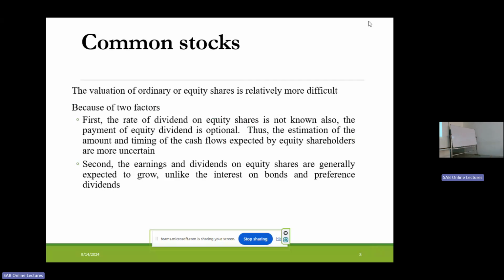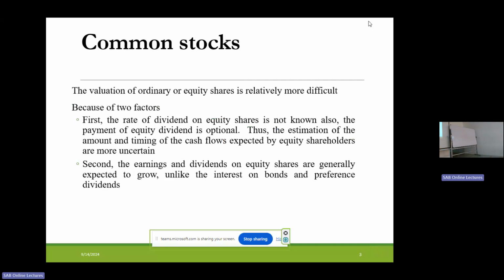That is what I explained. Valuation of the equity share is relatively more difficult because first, the rate of dividends is not known. As I mentioned, the payment of the dividend is optional. It is not a compulsory, mandatory thing, right? The company decides whether this year it is providing dividends or not. It's optional. And also the estimation of the dividends, the cash flow expected by the shareholders, is more uncertain. I think it is clear.